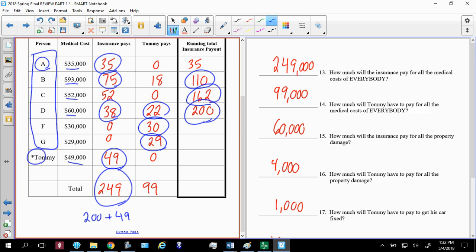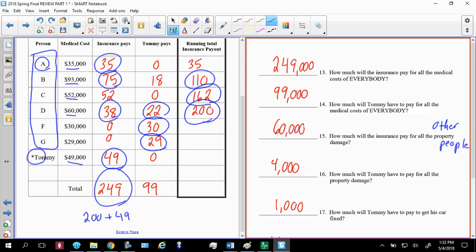So let's answer some questions. How much did the insurance company pay? Well, 249,000. How much would Tommy have to pay for all the medical costs? Well, that's 99,000. How much damage will the insurance pay for all the property damage? Now remember, property is other people's stuff. Look at the directions.